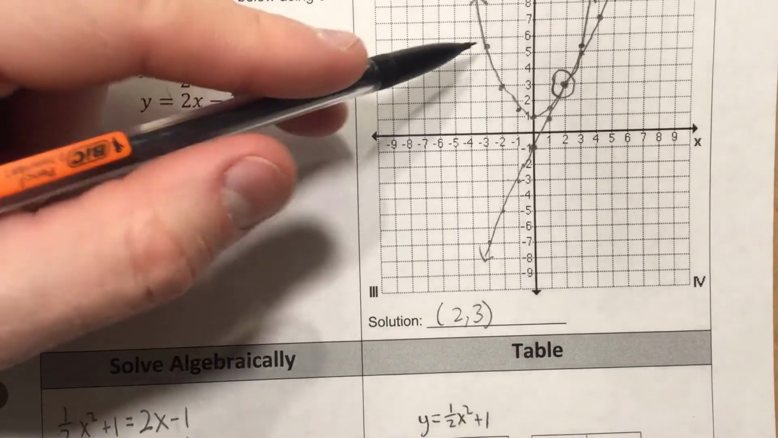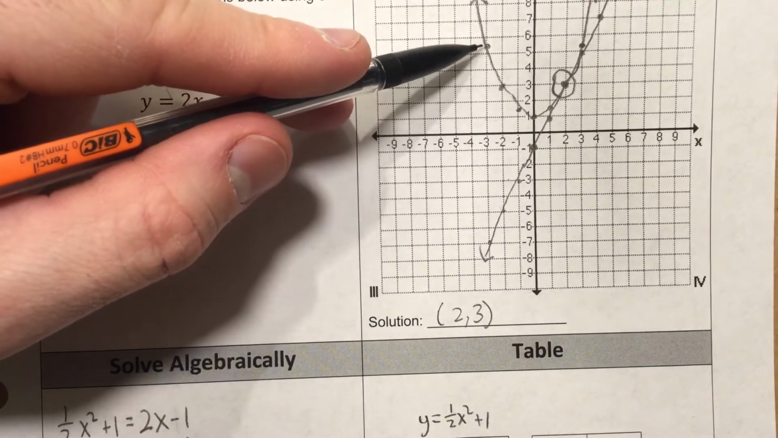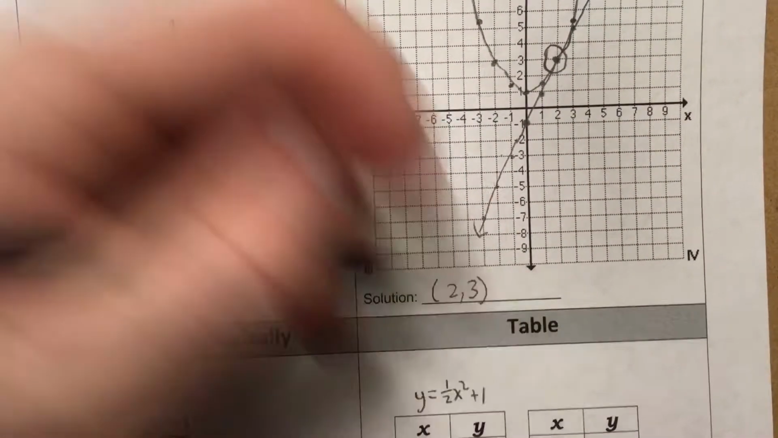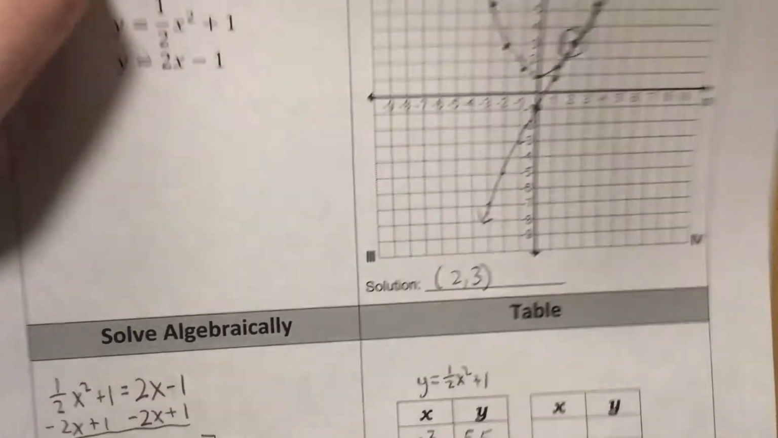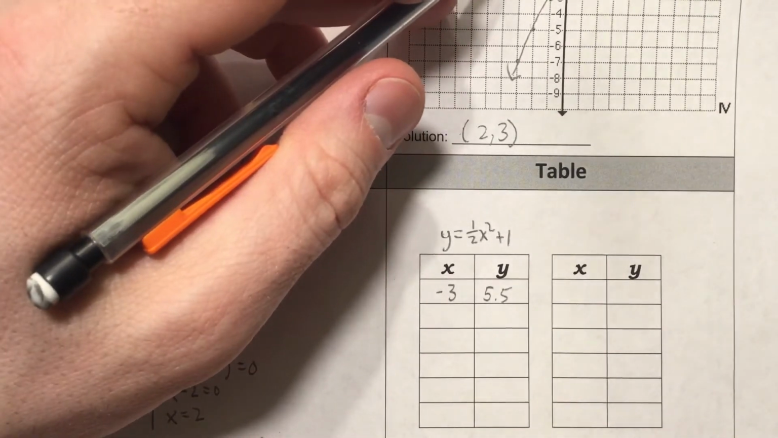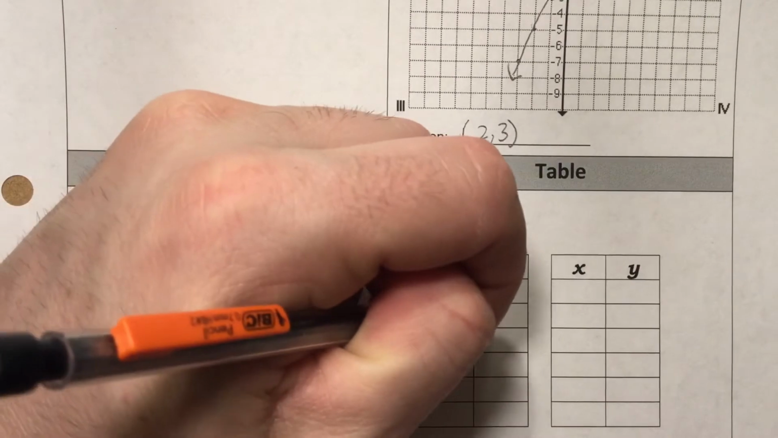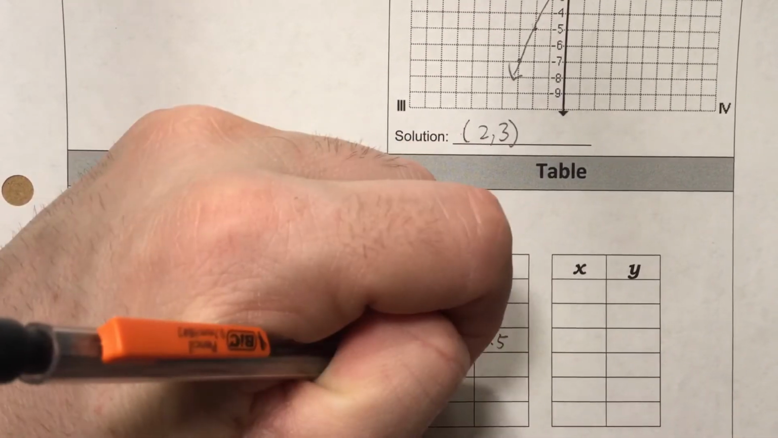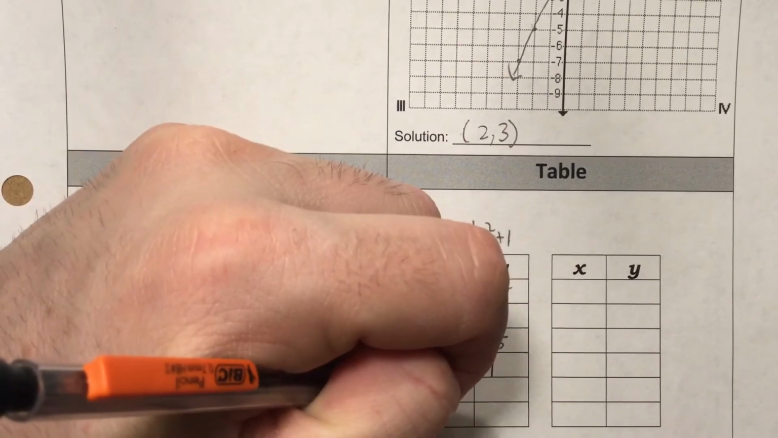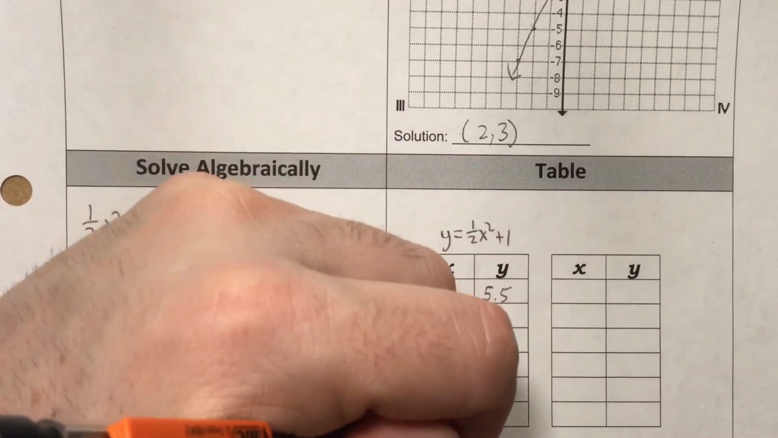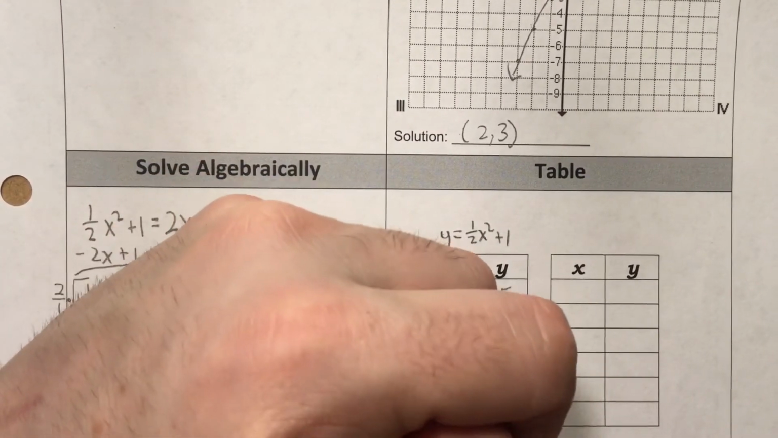So this is (-3, 5.5). And then our next point is (-2, 3), (-1, 1.5), (0, 1), (1, 1.5), (2, 3), and (3, 5.5).